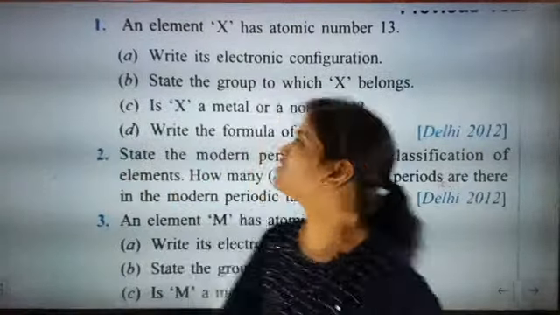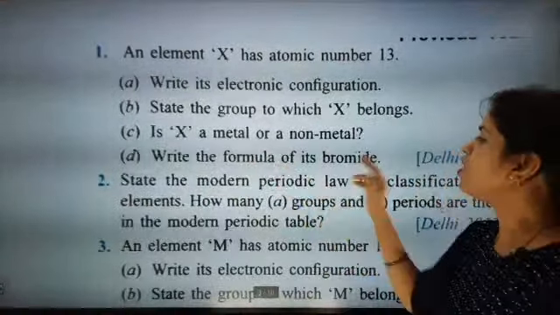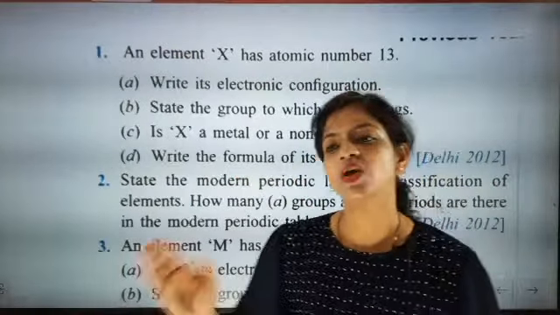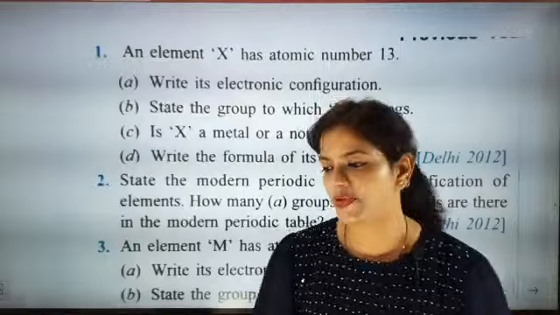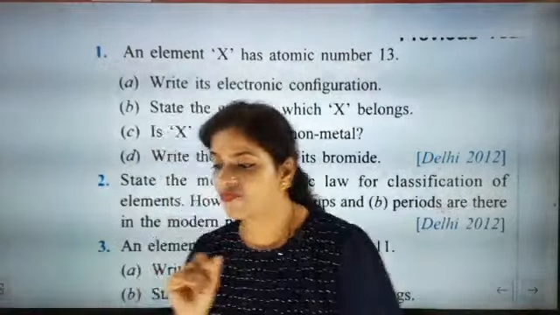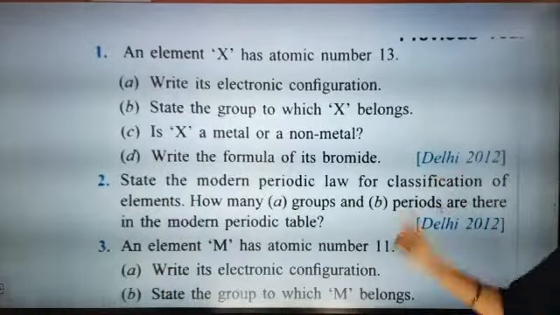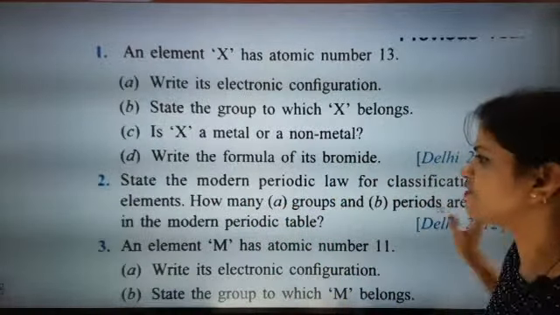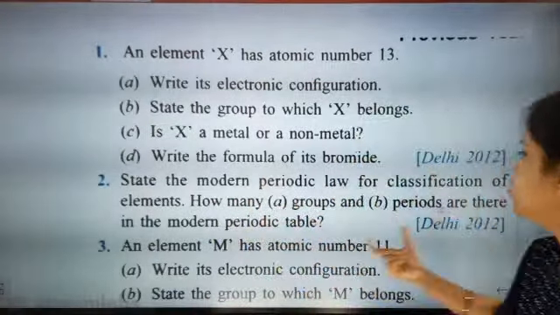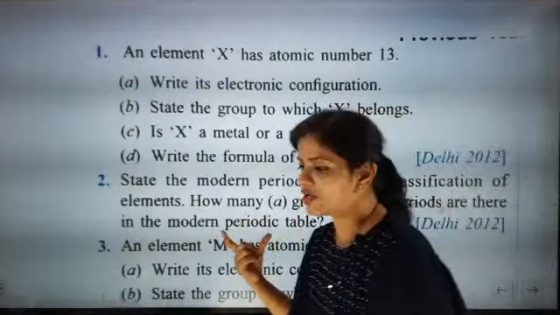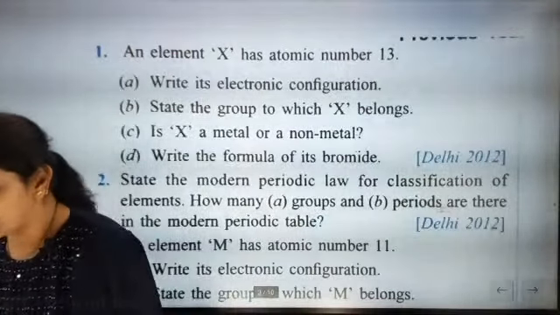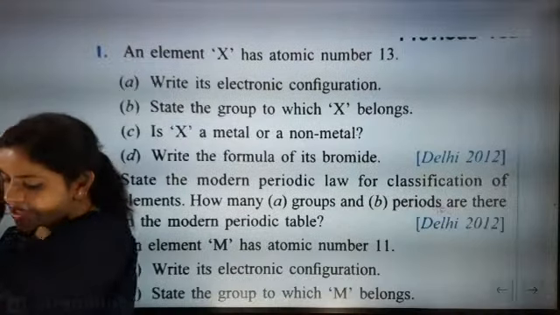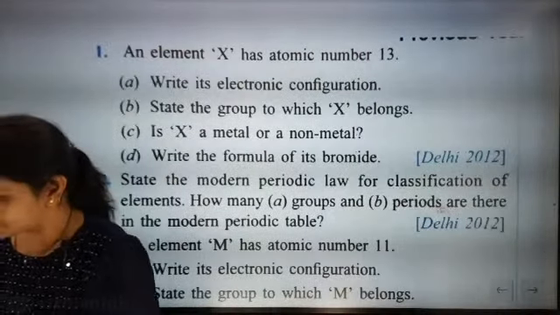They told in the question, Arib, write the formula of its bromide, meaning when it is with bromine, what will the formula be? So we only wrote the formula there. Now go for this question: state the modern periodic law of classification of elements. How many groups and periods are there in the modern periodic table? That answer you are going to give, but most important is the modern periodic classification. I want to know.